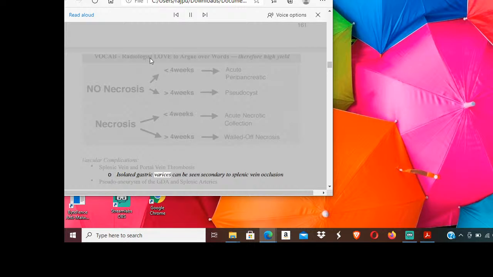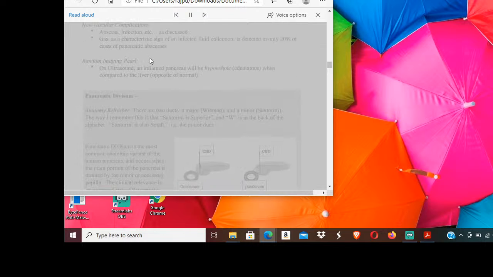Isolated gastric varices can be seen secondary to splenic vein occlusion, pseudoaneurysm of the GDA and splenic arteries. Non-vascular complications: abscess, infection, etc., as discussed. Gas, as a characteristic sign of an infected fluid collection, is detected in only 20% of cases of pancreatic abscesses. Random imaging pearl. On ultrasound, an inflamed pancreas will be hypoechoic, edematous, when compared to the liver, opposite of normal.